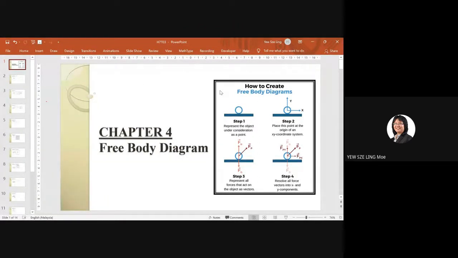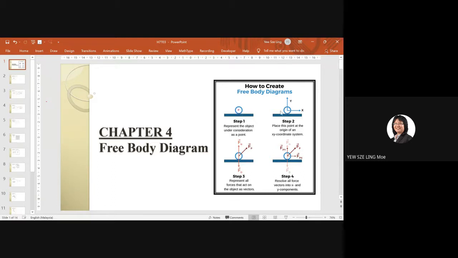So how to sketch a free body diagram. These are diagrams on the right hand side. Basically, it sums up the 4 steps that you need to know in sketching a free body diagram. First, you use a dot to represent the object. So basically, you don't draw the floor, you just use a dot to represent the object.